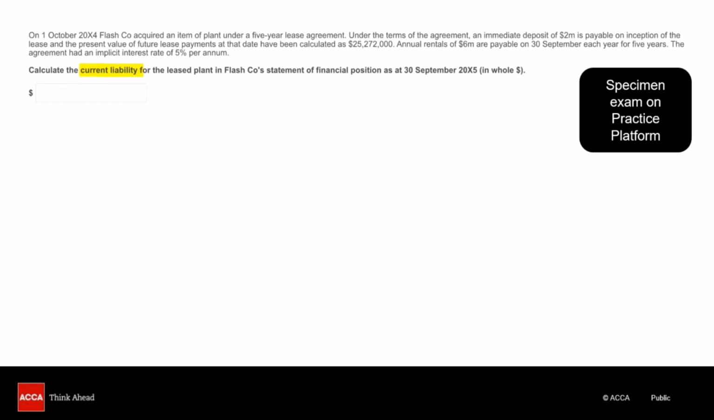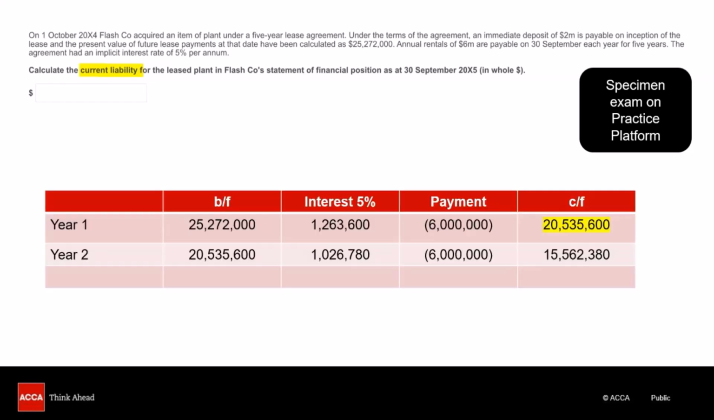The reporting date at which we are working is 30th September 20x5. So this is 1 year after the acquisition of the leased asset, and very importantly, the examiner is asking you to calculate the current liability at 30th September 20x5. So from the commencement of the lease, which was on 1st October, 1 year has passed, and after 1 year, the examiner is saying what is the current liability.